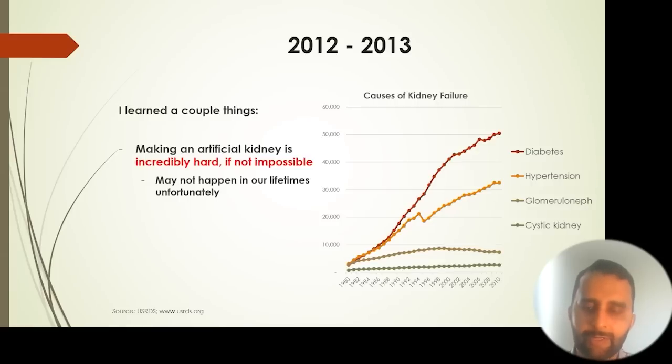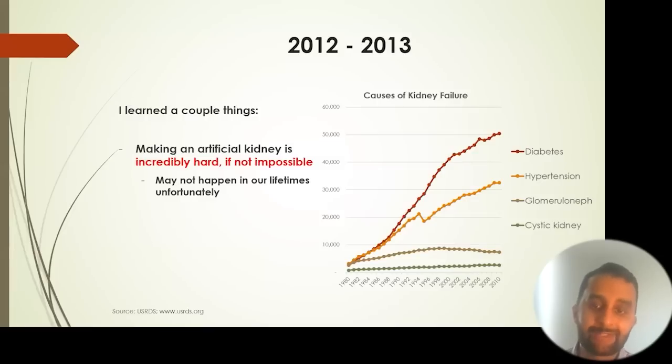And even though we're now living in 2022 and science has progressed a lot, there's just some things that are very difficult to overcome, like keeping cells alive in a bioreactor for an extended period of time and clotting and things like this that continue to plague the progress of artificial kidneys.